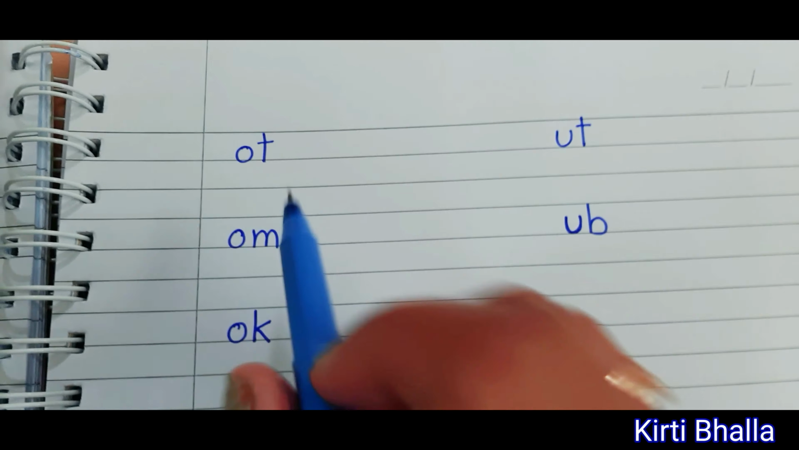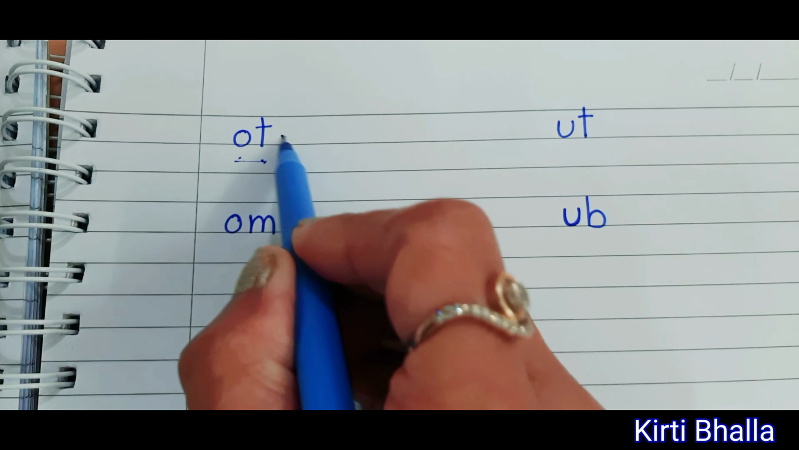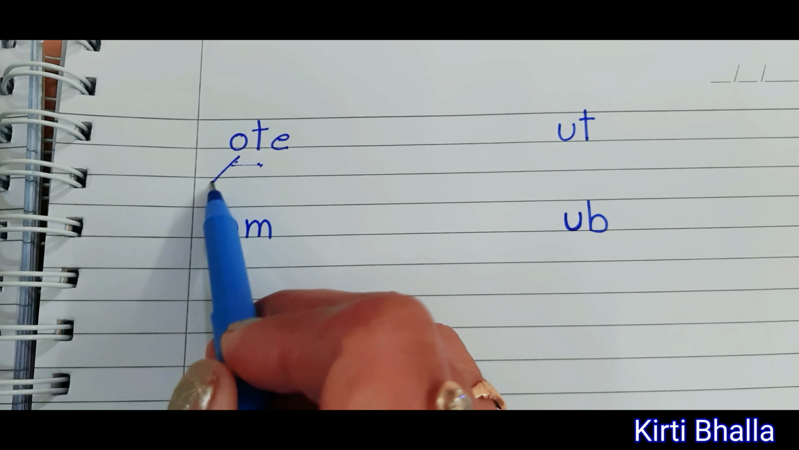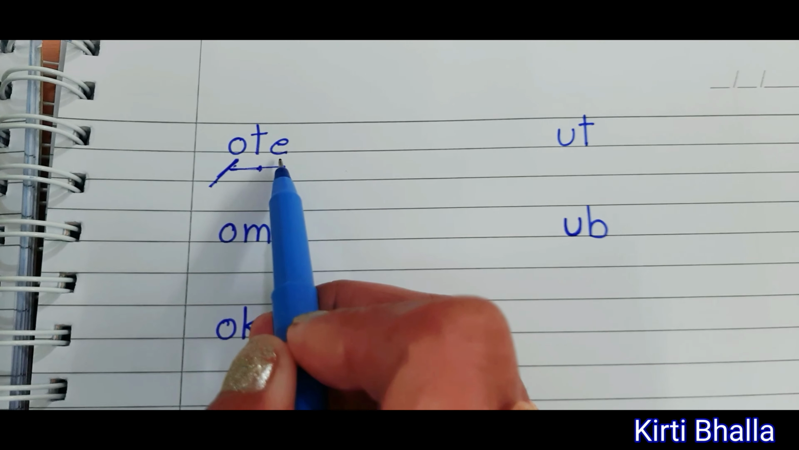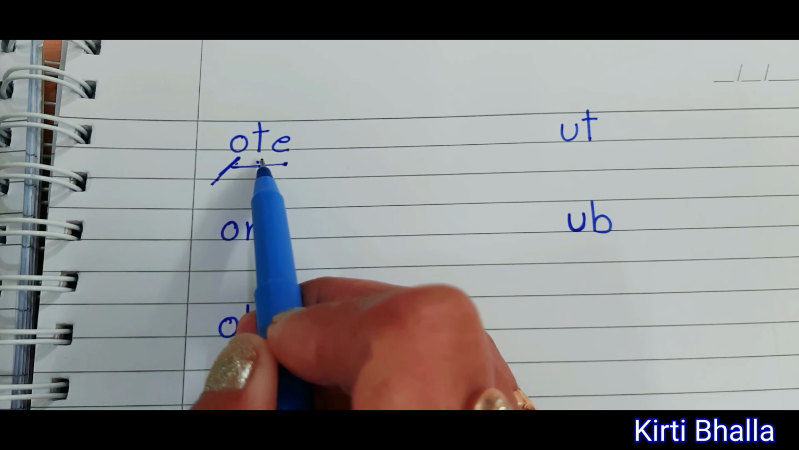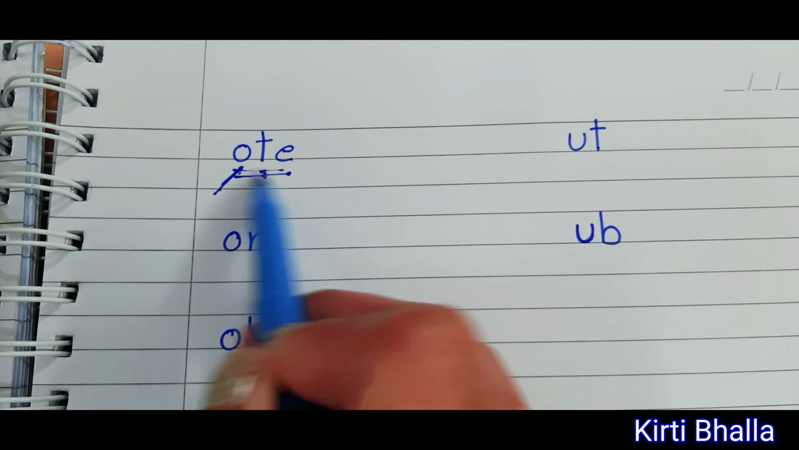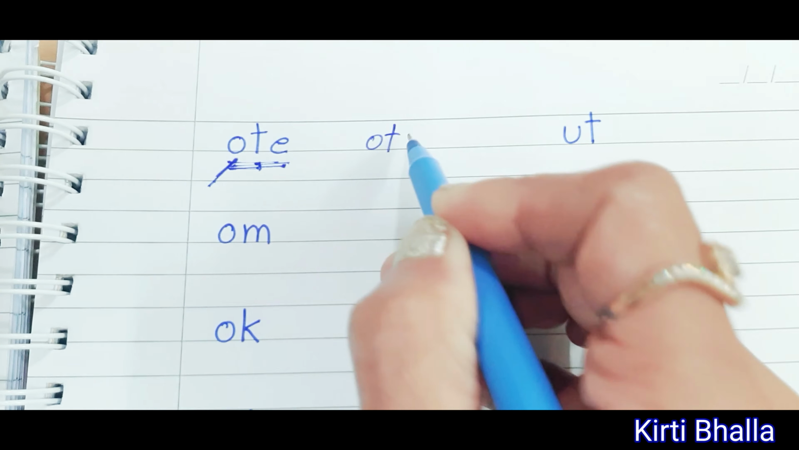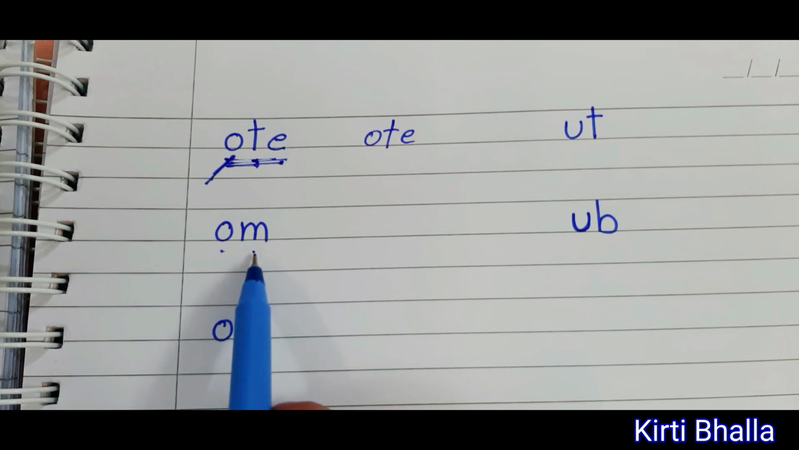Next. O, t, ot. If I write E here, it becomes O, t, ote. Why? Because this O is also a friend of E and this T is not the friend. So we will speak its sound and we will speak its name. O, t, oat. Next, o, m, om.